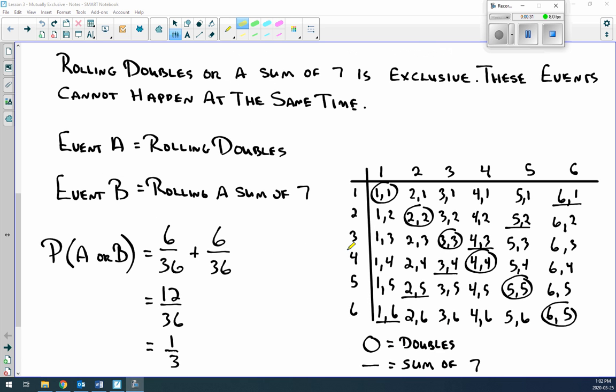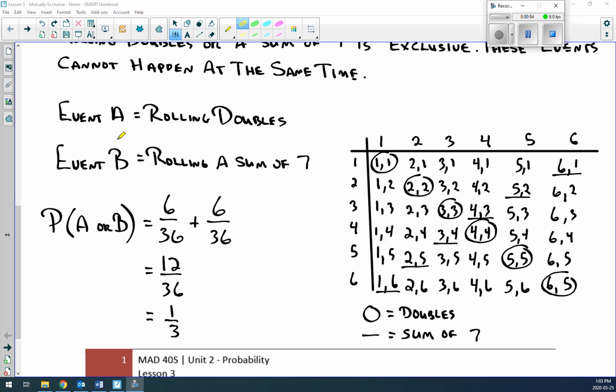So what we can do here is let's create our event A. Event A is rolling doubles. Event B is rolling a sum of 7. And we just created a chart over here. So what we have is rolling 1 die on the top, 1 die on the side here. And you can see all the patterns here that we can do. So all the doubles are circled, right? So there's 6 of those. And all of the sums of 7s you can see are underlined that way. Okay, so there's 36 in total.